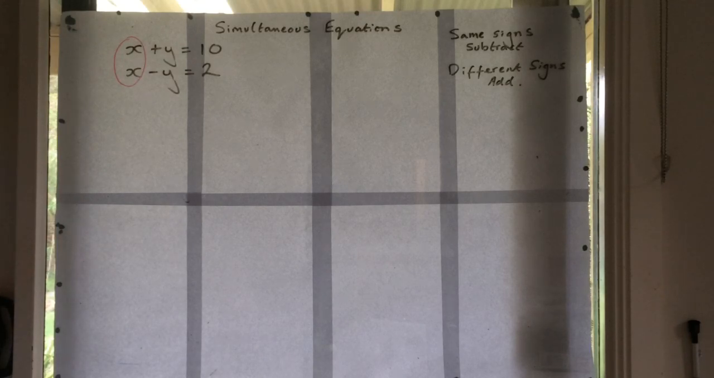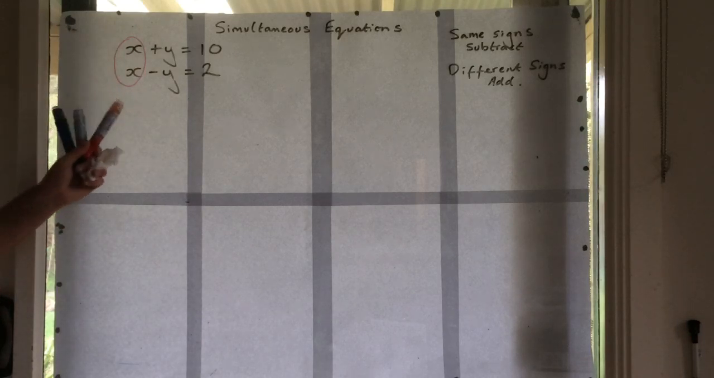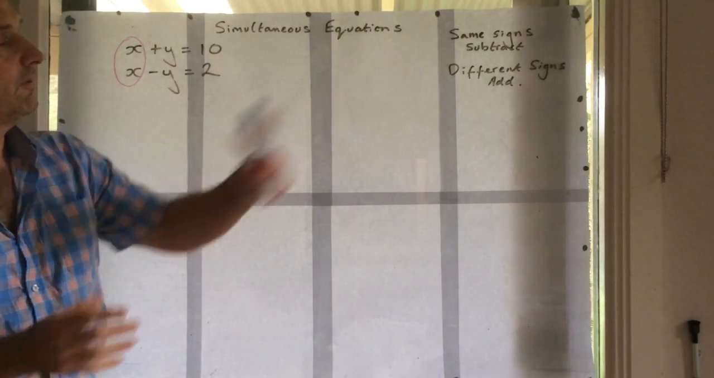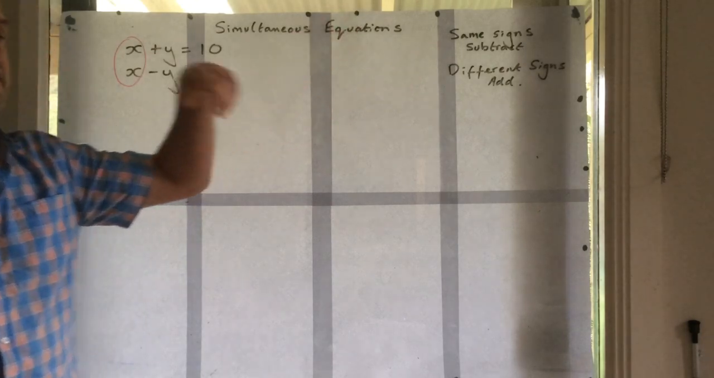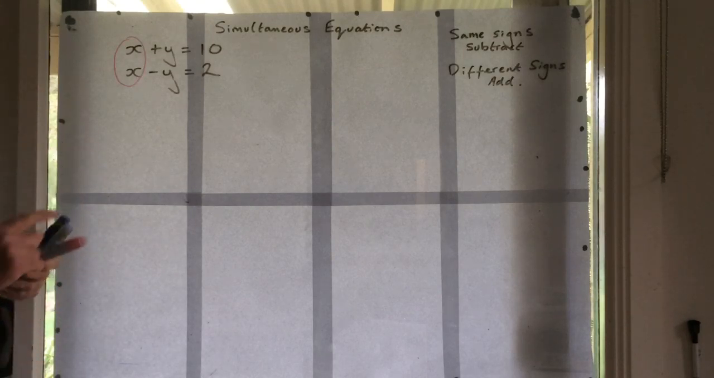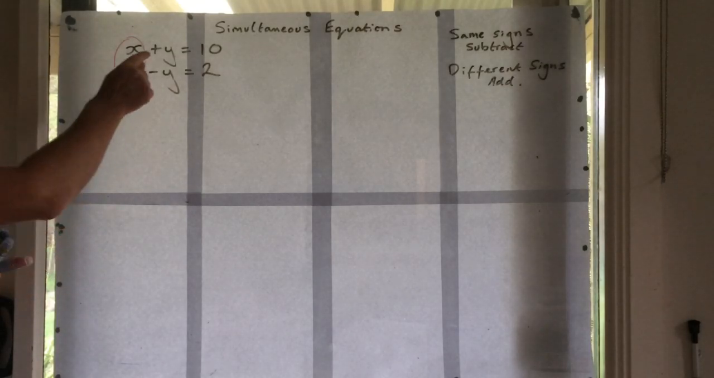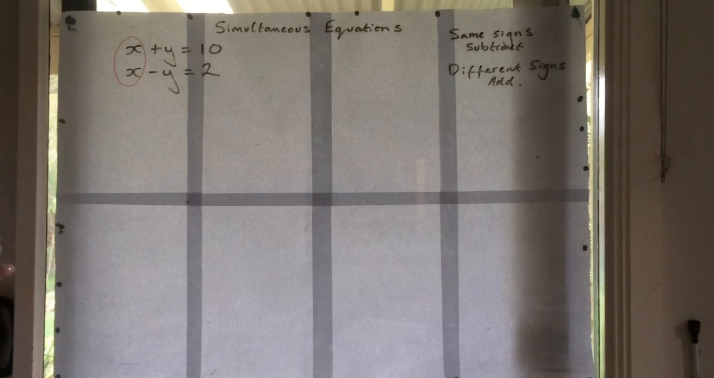Let me think about this. Are the x's the same sign or different sign? They are the same sign. What do we do when we see the same sign? Same sign, we subtract. And imagine trying to say that with a lisp. Nightmare. So now we're going to subtract. x minus x is 0.